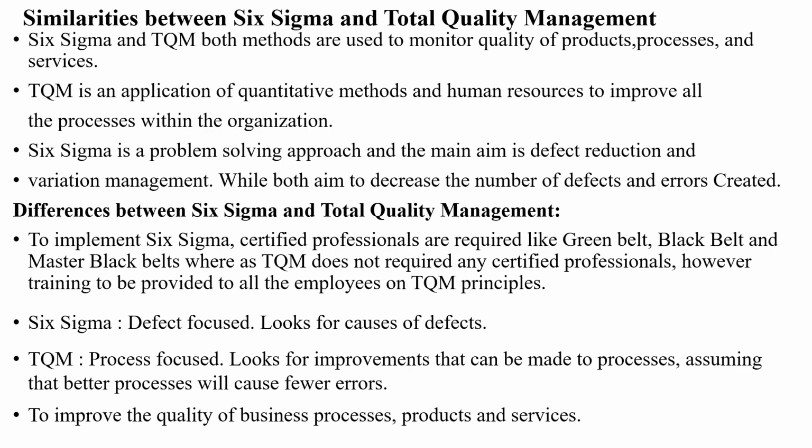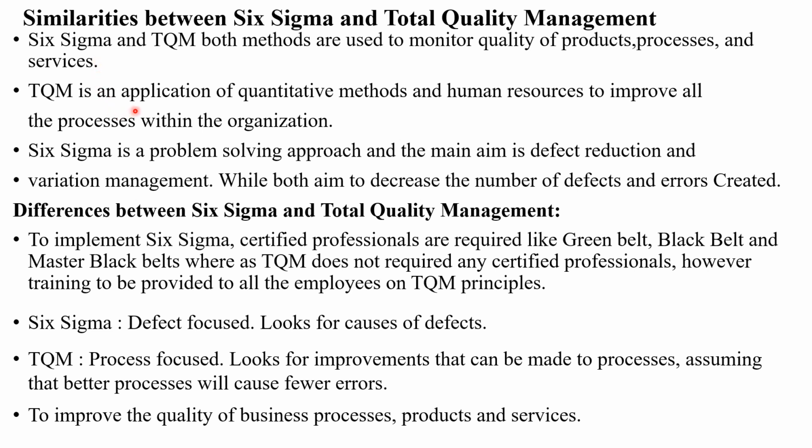Now we can see the similarities between Six Sigma and total quality management. In Six Sigma, it will be focused mainly on defect reduction. In TQM, it will be focusing on the entire manufacturing process, and each and every department we have to improve towards the organizational goal.